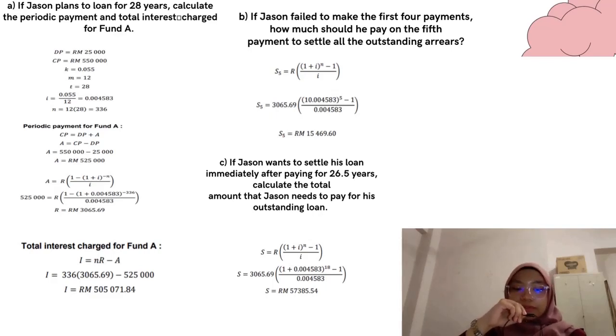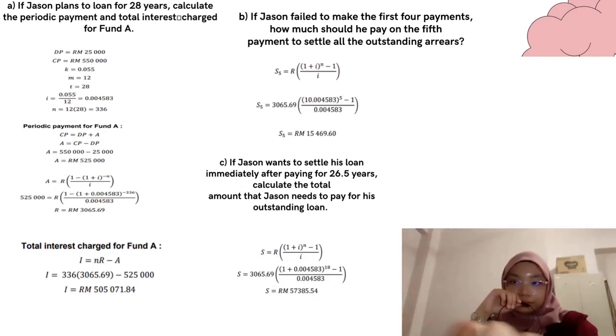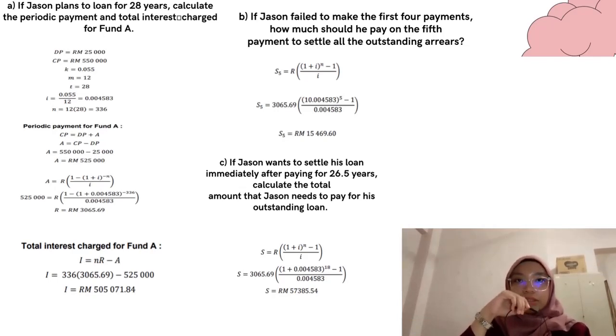And substitute all the information given into the formula, which gives us 525,000 equals R, open the bracket, 1 minus open bracket, 1 plus 0.004583, close the bracket, power of negative 336, divided by 0.004583. The total should be RM3065.69.